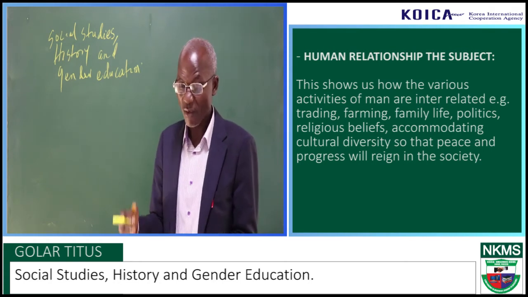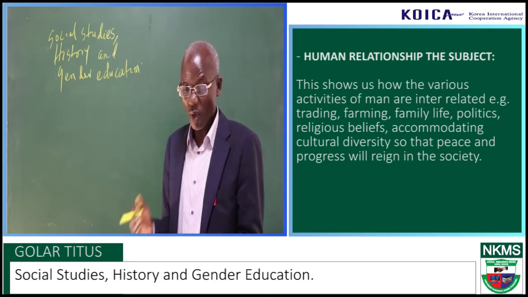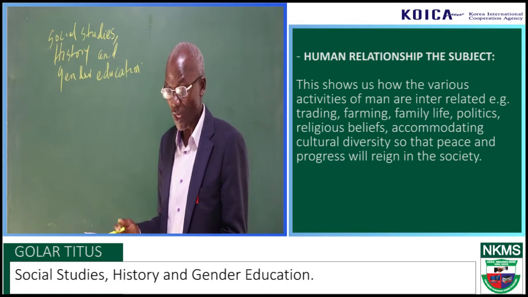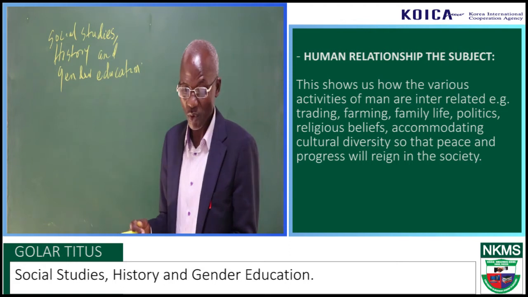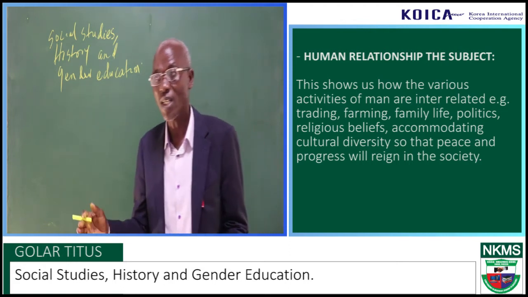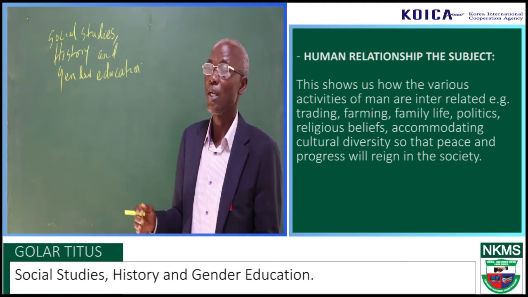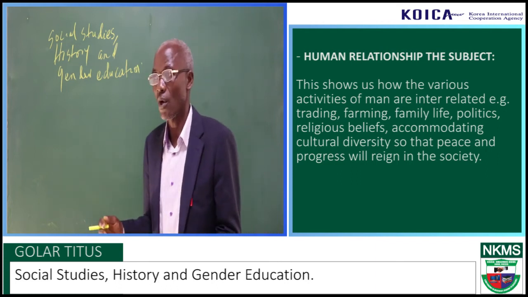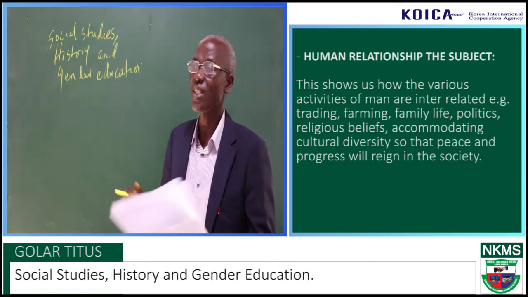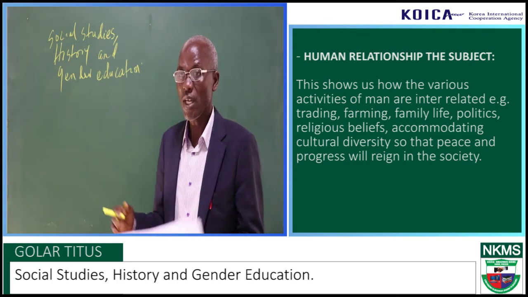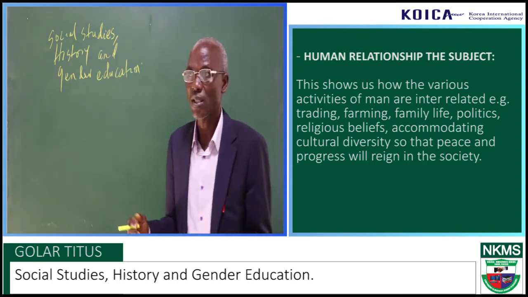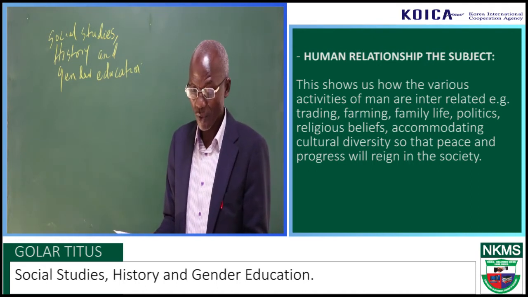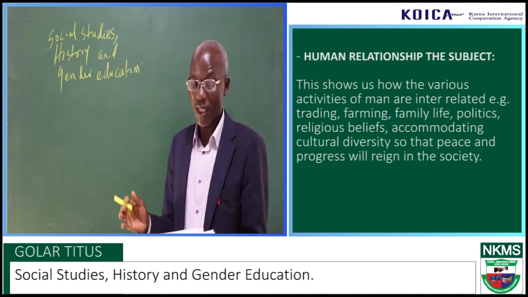The subject shows us how the various activities of man are interrelated, e.g. trading, and then farming, family life, politics, religions, beliefs, accommodating cultural diversity so that peace and progress will reign in the society. I will give an example with Nigeria, which is a multi-ethnic nation where you have over 400 to 600 different ethnic groups. They have to relate with one another in understanding and tolerance so that there will be progress.